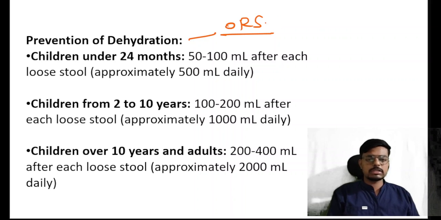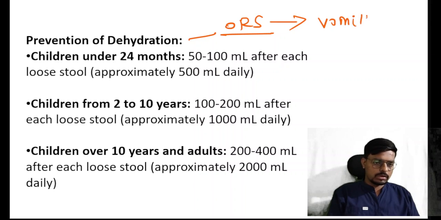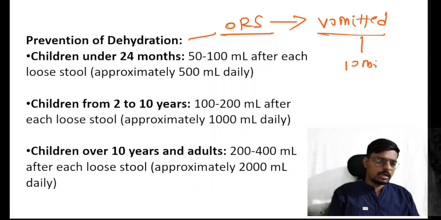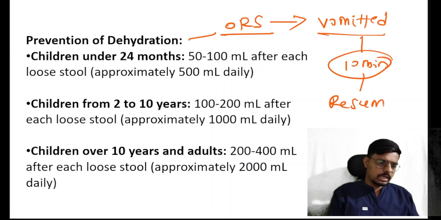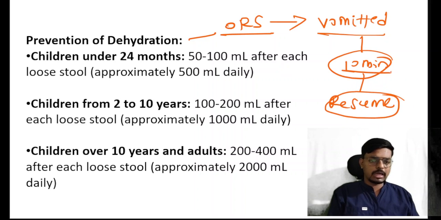Okay, so students, one more question will come. You are given the ORS to the child, and the child vomited it. What is the best nursing intervention? So that is, wait for 10 minutes and resume ORS again. Resume ORS means give ORS again after the 10 minutes. This is the nursing intervention if the child vomits the ORS after giving the ORS.